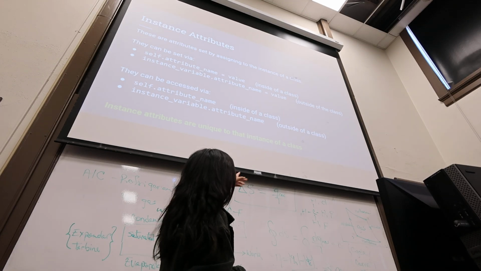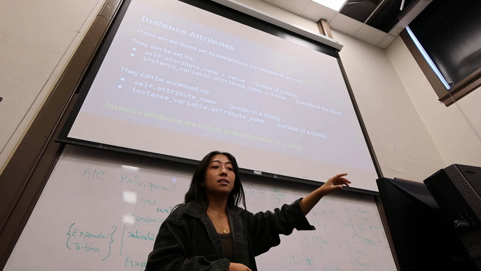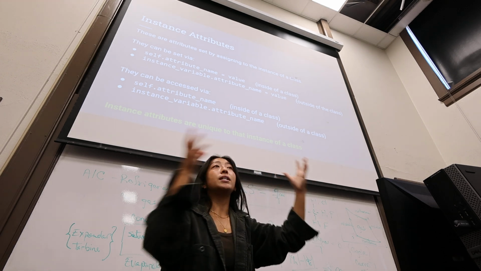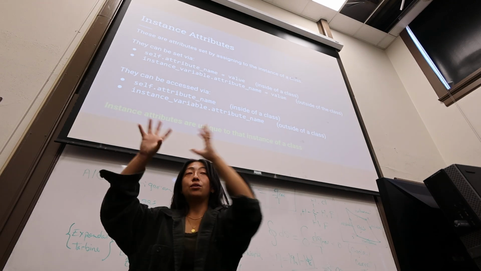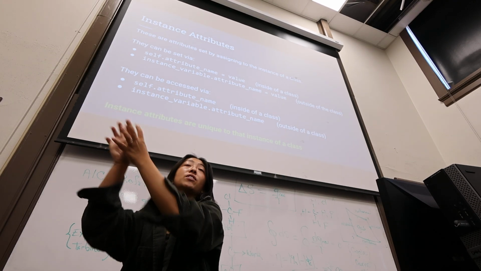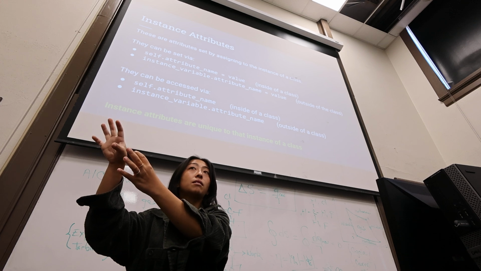So instance attributes are unique to that specific instance. So when you create a new instance, if it has instance attributes, it's specific to that one. Then when you create a new one, those attributes and those values are specific to that one. Make sense?